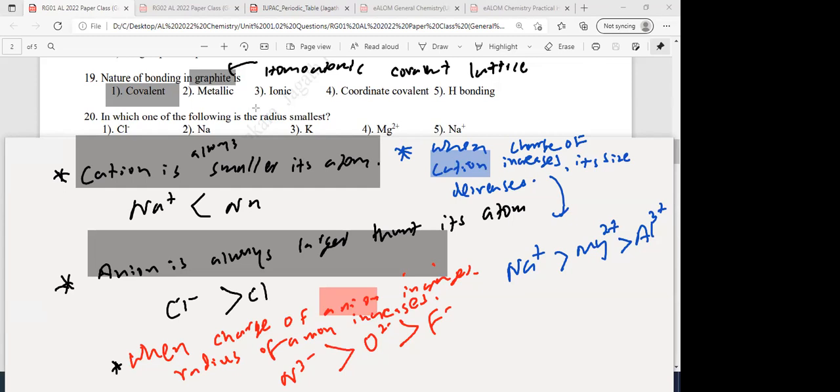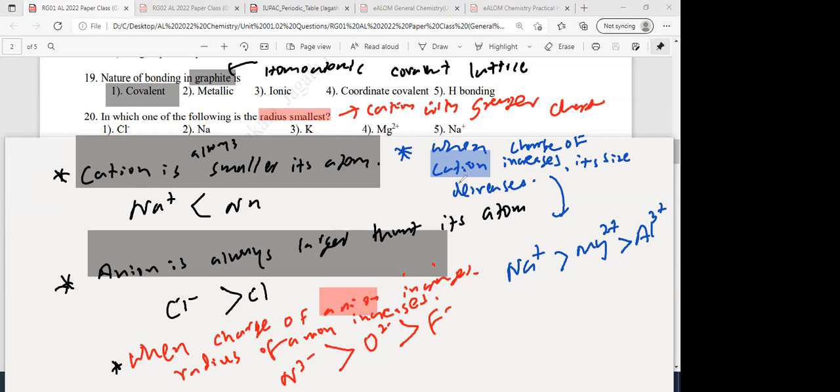Let's see answers now. The smallest in size will be the positive one. Always remember, the smallest in size means what? Radius smallest means what? It has to be a cation with greater charge. Right? Cation with greater charge. So which cation has the highest charge? Mg2 plus. Potassium is large. Group 1 bottom. Sodium and potassium. So then what is the answer?